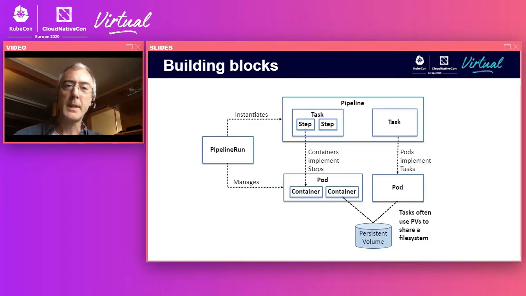So in this diagram I show, we have these static instances, if you like, of steps, tasks, and pipelines. By creating a pipeline run, at runtime, we're spinning up pods and containers, and that's how the pipelines look at runtime. Now, we're going to want to share a workspace, a file system between tasks, and so it's very common to use a persistent volume to provide essentially a shared file system across those tasks.